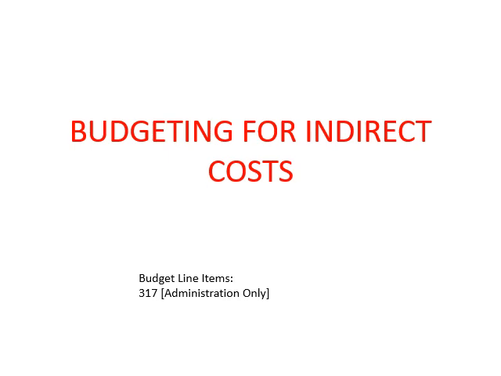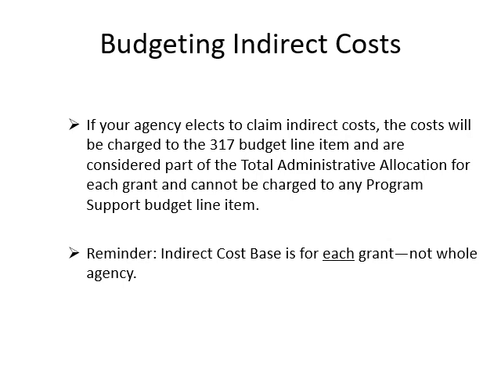The line item covered in this video is 317, which is in the administration category. If your agency elects to claim indirect costs, the cost will be charged to the 317 budget line item and is considered part of the total administrative allocation for each grant and cannot be charged to any program support budget line item. Please remember that the indirect cost base is for each grant, it's not for your whole agency.